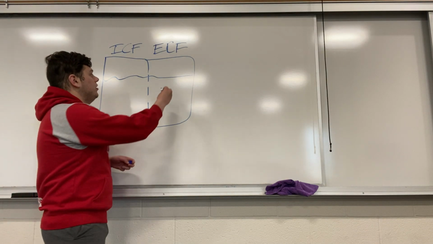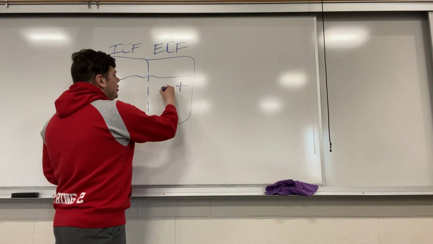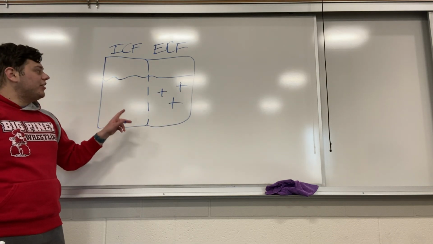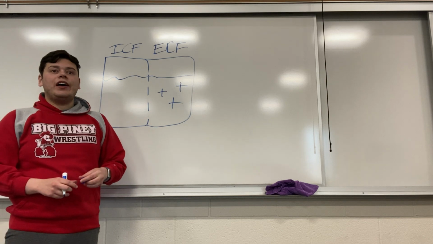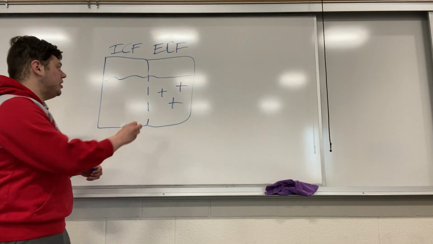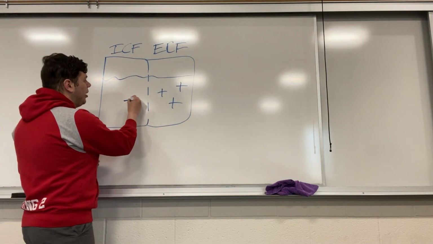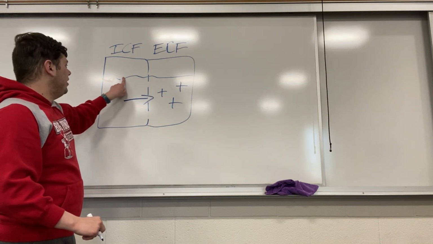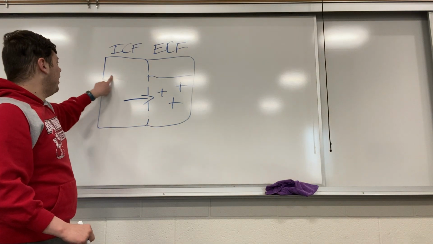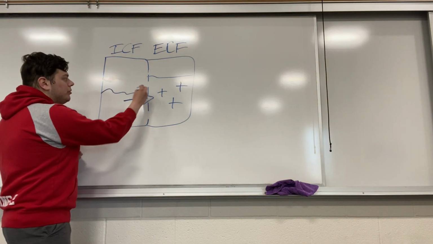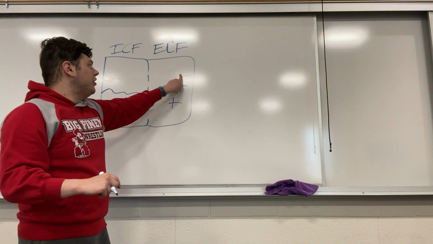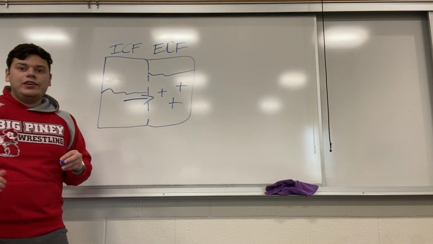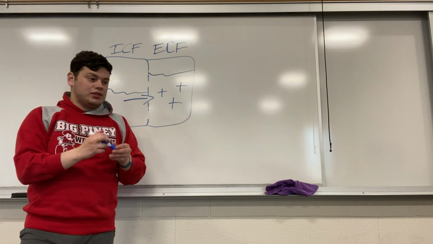So for instance, if we add some solute to our ECF like this, you'll see now that our ICF and our ECF are no longer in equilibrium. So what this means is that water is going to flow from our ICF and go through our membrane into the ECF. And so what's going to happen is that the water in the ICF is going to decrease as the water in the ECF is going to increase to find equilibrium. And this is how osmosis works.